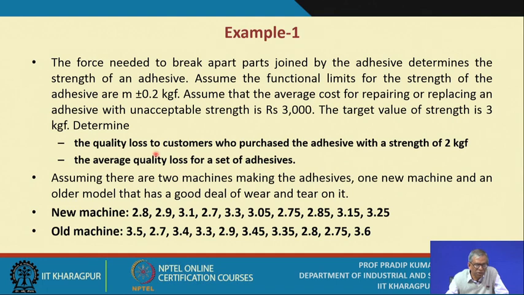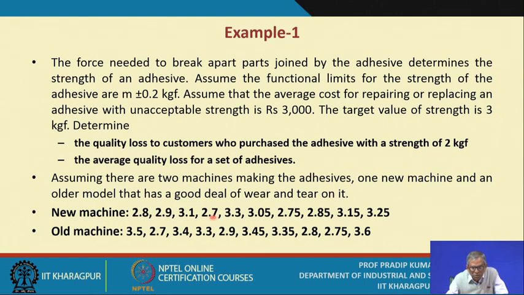Determine the quality loss to customers who purchase the adhesive with a strength of 2 kgf. And the second question is determine the average quality loss for a set of adhesives. Assuming there are two machines making the adhesives, one new machine and another older model that has a good deal of wear and tear on it. Is it okay? So you will be using a new machine as well as you can also use the old machine.